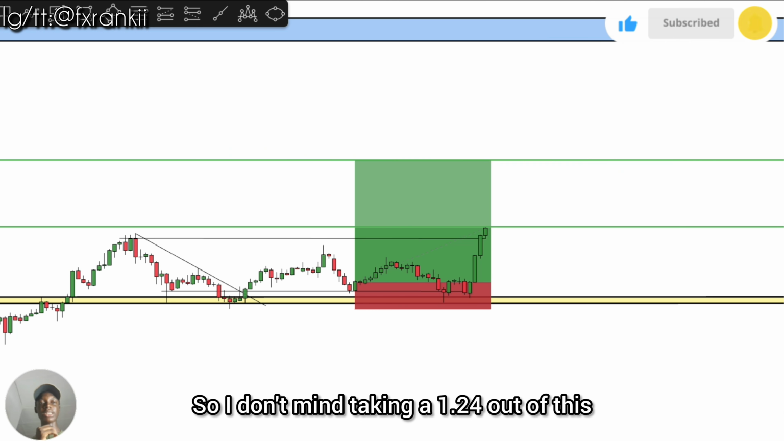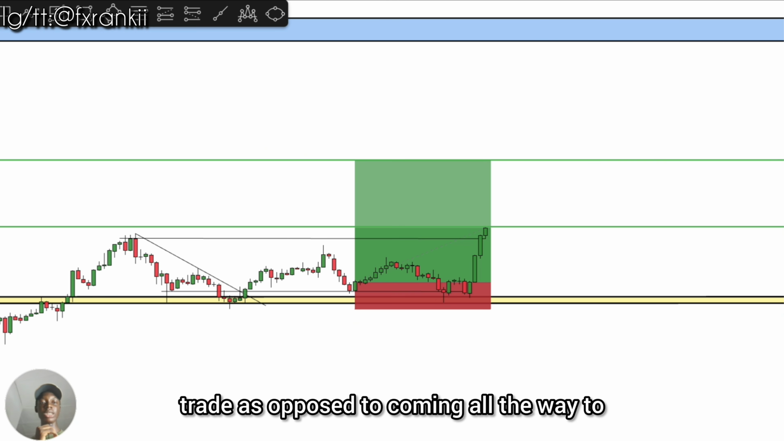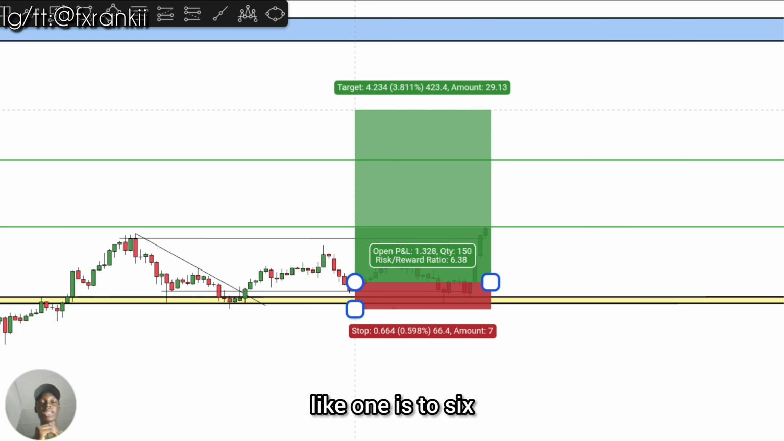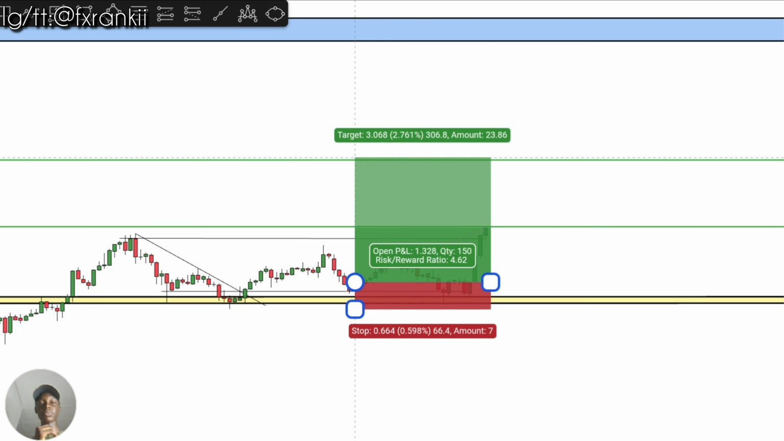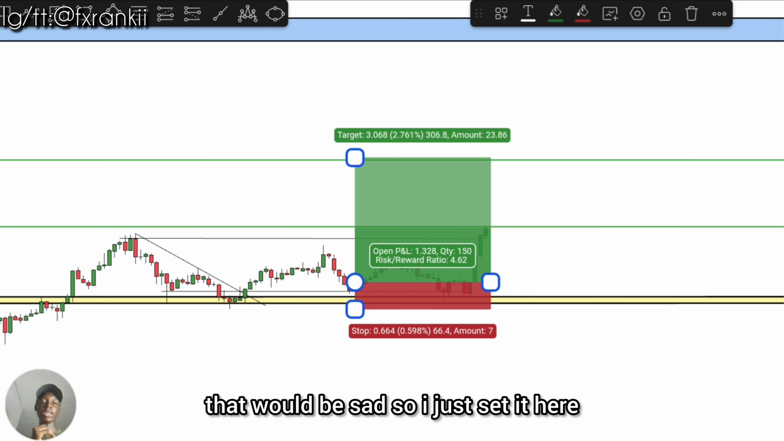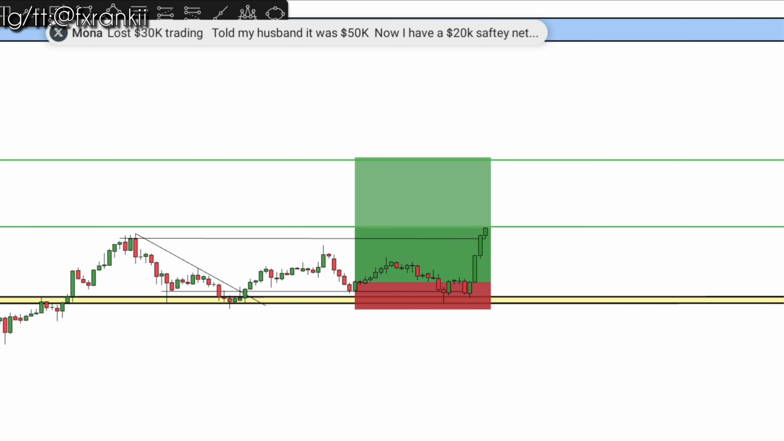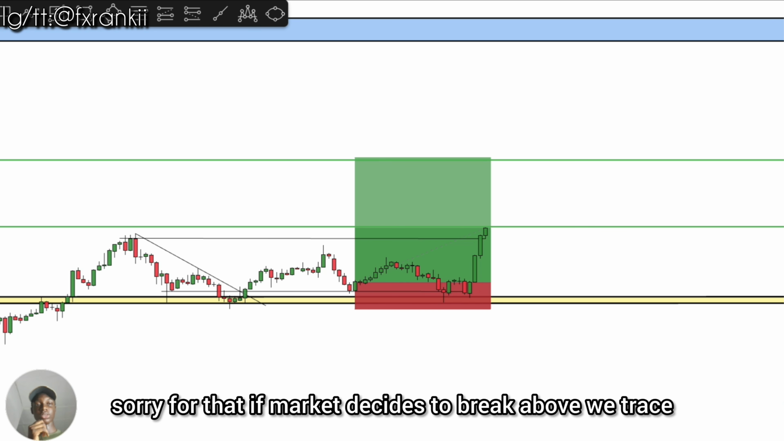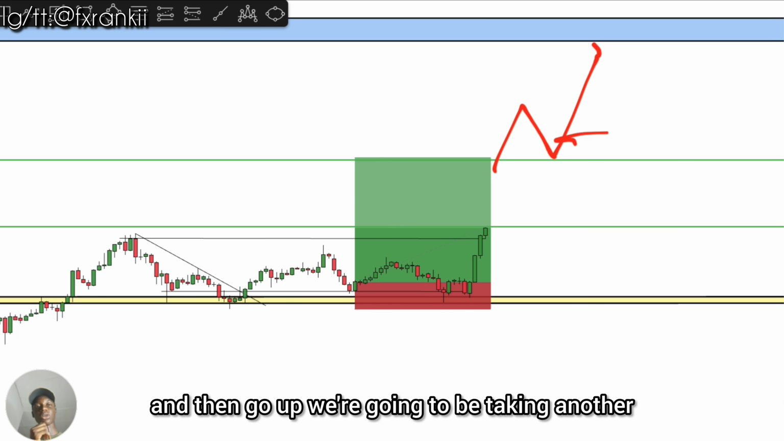So I don't mind taking a 1:4 out of this trade, as opposed to coming all the way to like 1:6 and then turning over to go and hit my break even. That would be sad. So I just set it here. If market decides to break above, retrace, and then go up, we are going to be taking another buy from here.